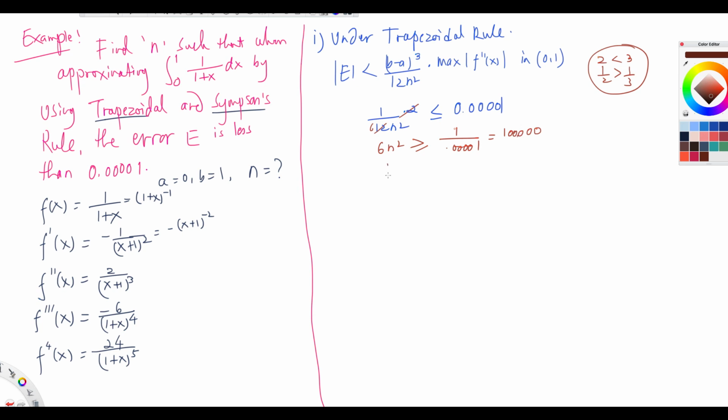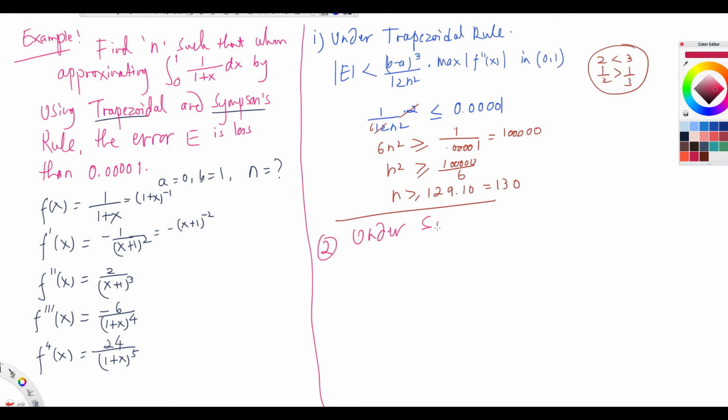So now n squared is greater than, just divide both sides by 6. It is 100,000 divided by 6. Okay, now take the square root. What do you get? You get n is greater than or equal to 129.10, that is almost 130. So that many terms are needed if you want to make the error less than 0.00001.